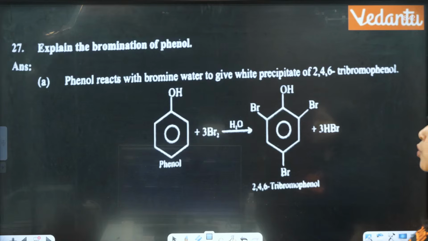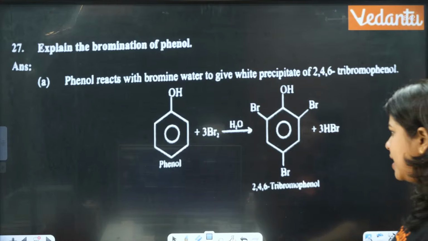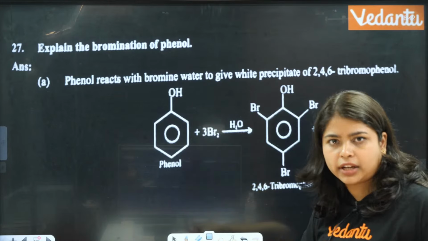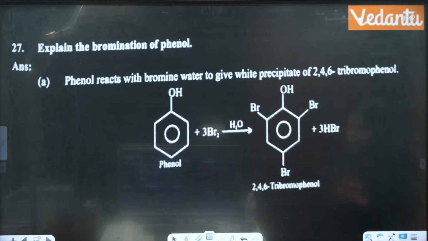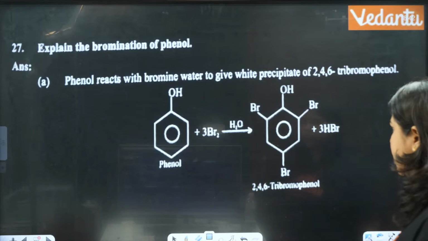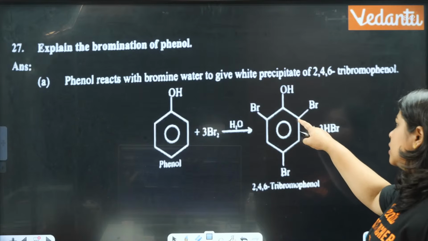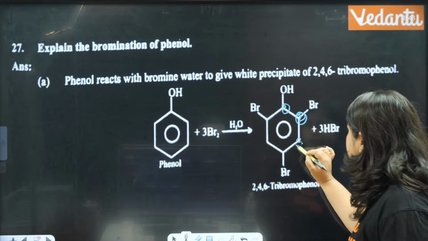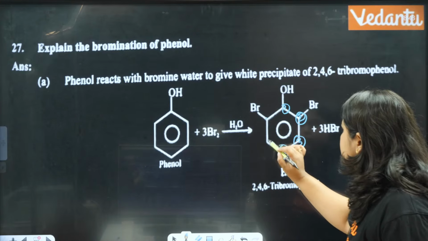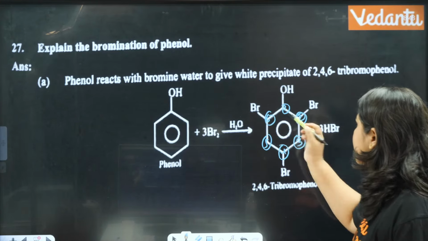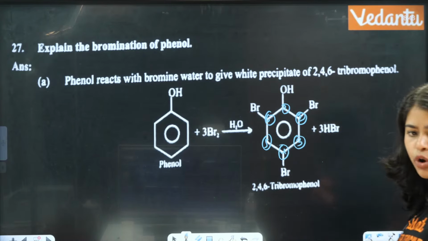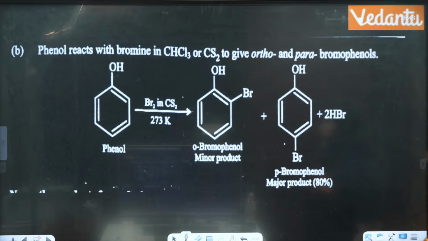Next question: explain the bromination of phenol. Very simple. Three bromines are going to get attached to the carbons. That's how you do it. Clear? 2,4,6-tribromophenol. Numbering 1, 2, 3, 4, 5, 6: positions 2, 4, 6. Tribromophenol. Done. Next, phenol reacts with bromine. This is also done.